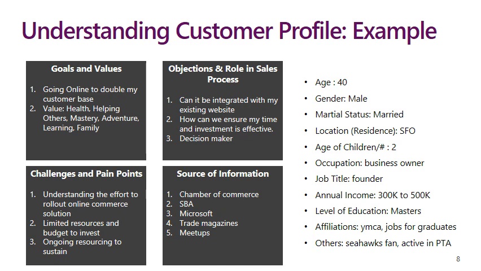Their source of information is from multiple places, from trade magazines to meetups to Chamber of Commerce. And from a demographic perspective, they are male, they have a certain age group, they live in a certain area. Their annual revenue is anywhere from 300,000 to 500,000. They are very educated, they have an affiliation to many interesting things, and they're active in the PTA. Once you understand this, you can really define what kind of solution they are looking for.